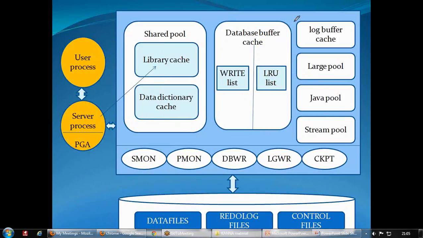Suppose the server process copied the data from the top portion, like from here. Then your data or your block will gradually move down the LRU list to the bottom portion, and finally from there it will be flushed out from the memory. So this is how the data will travel.